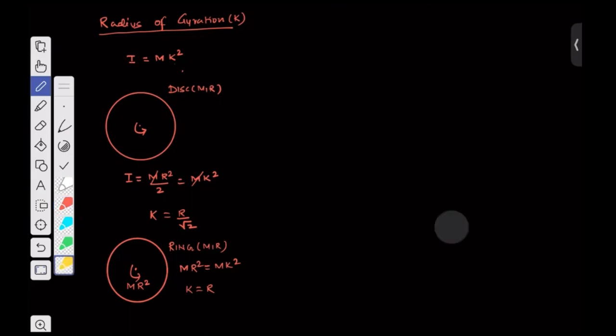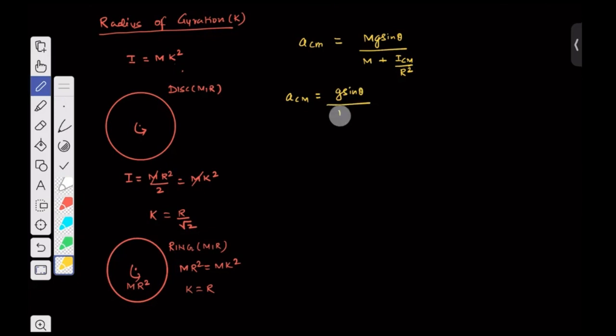So in this example, ACM came out to be equal to mg sine theta divided by m plus ICM by r square. So I will write ICM as mk square and take out common m from the numerator and denominator. This expression becomes ACM equal to g sine theta by 1 plus k square by r square, correct?